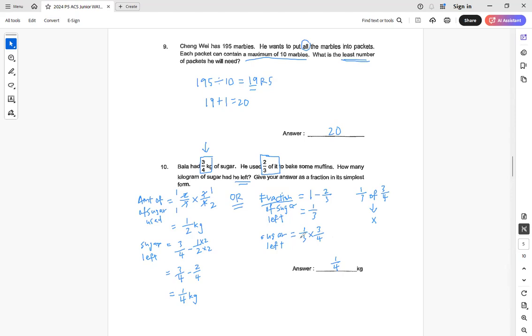Before you multiply, check if you can simplify first. So the diagonals, 3 and 3, both you can divide by 3. So it becomes 1, 1. So 1 times 1 for the numerator will give me 1. For the denominator, 1 times 4 will give me 4. So you see, both will give me the same answer, 1/4 kg and 1/4 kg. Okay?